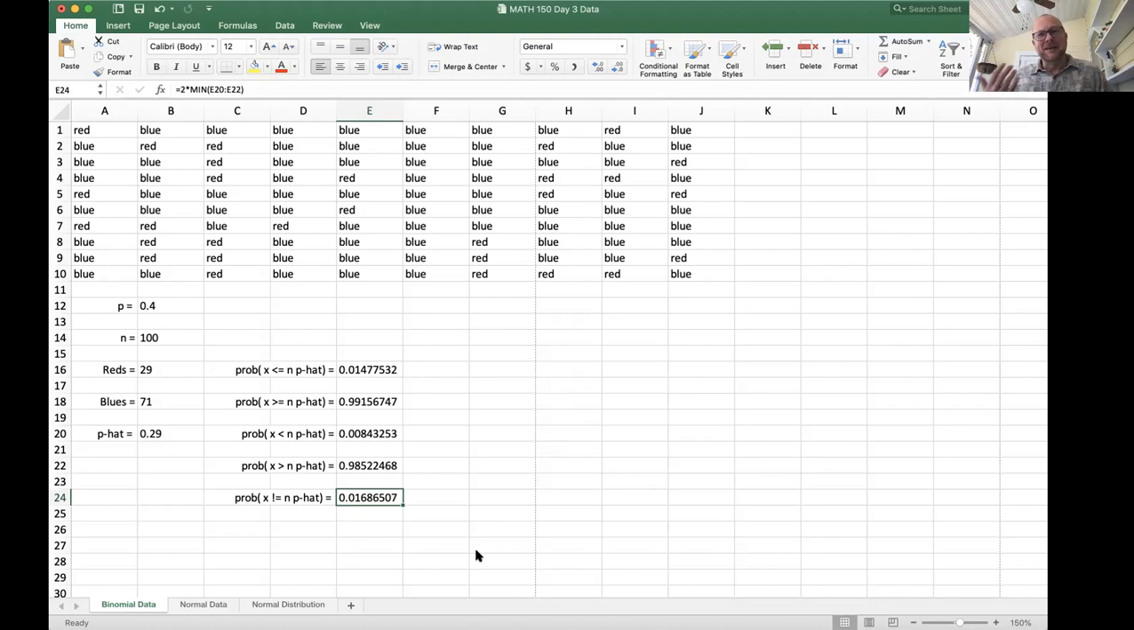We know n's got to be 100. So this leads us to suspect, because we got a low probability of the thing happening that we know did happen, that our assumption that p was 0.4 is probably wrong.